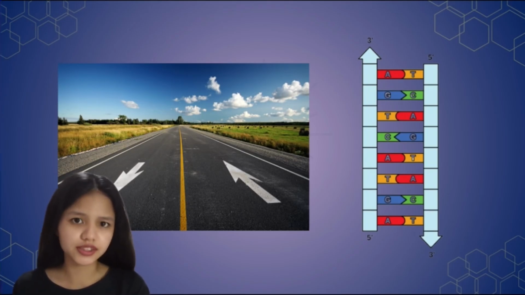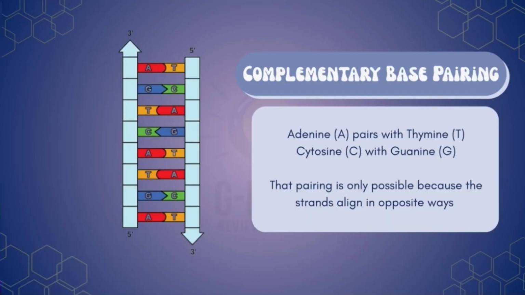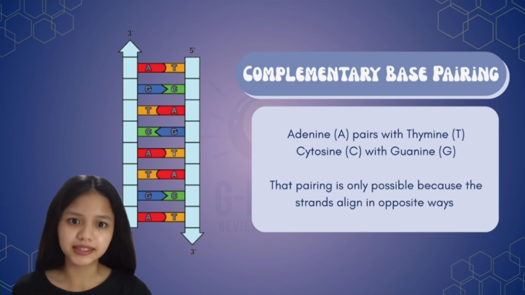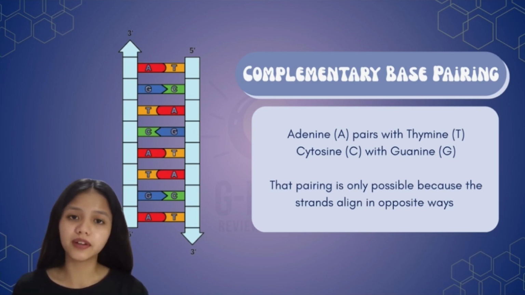And that's not just a structural detail, it's essential. This opposite direction allows for complementary base pairing. So adenine pairs with thymine and cytosine pairs with guanine. That pairing is only possible because the two strands align in opposite ways. They're like puzzle pieces that only fit when flipped the right way.